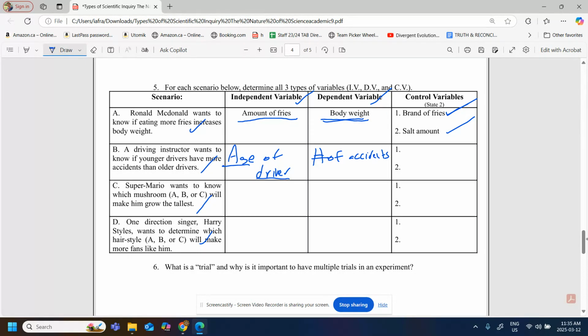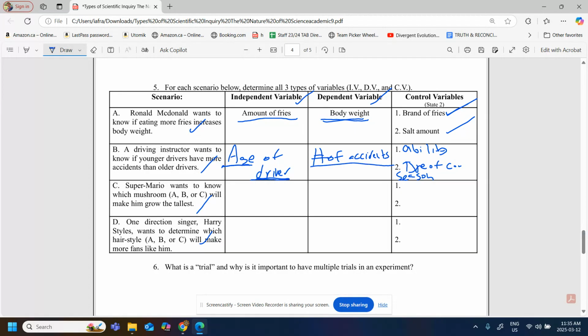Well, maybe you might look at driving ability. Can they all drive the same way? You might look at type of car. You might look at season that they're driving in. You might look at the terrain they're driving in. So there's a whole bunch of different factors you can look at that should be kept the same to make sure it's really only age of driver that might be the cause of the number of accidents.